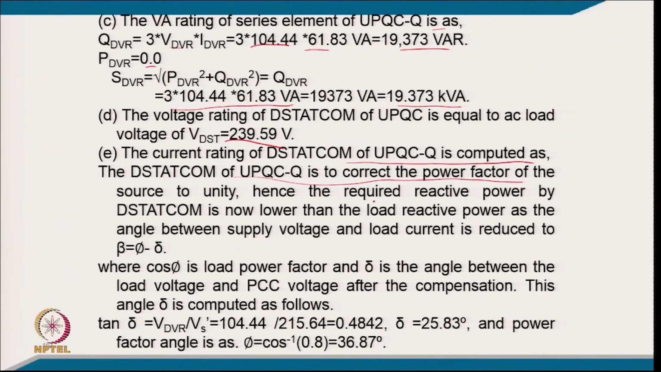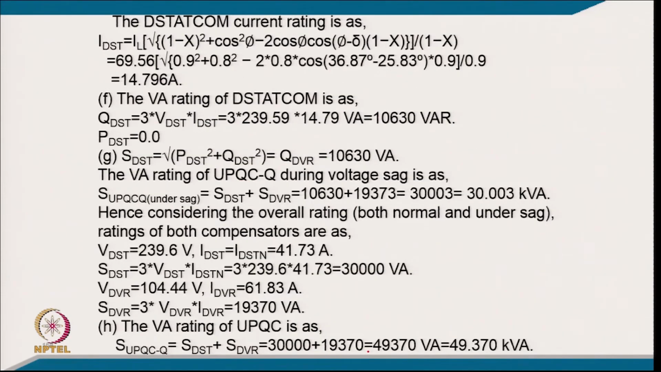And the current rating of the D-STATCOM we computed: as the D-STATCOM corrects the power factor to unity, the required reactive power by the D-STATCOM is now lower than the load reactive power, as the angle between the supply voltage and current is reduced to beta equal to phi minus delta, where cos phi is the load power factor and delta is the angle between the load voltage and PCC voltage after compensation, and this angle is computed from V_DVR. So, delta equals 25.83, and the power factor angle phi is cos inverse 0.8, that is 36.86. Then we can find, from this relation, the D-STATCOM current rating on a per phase basis.